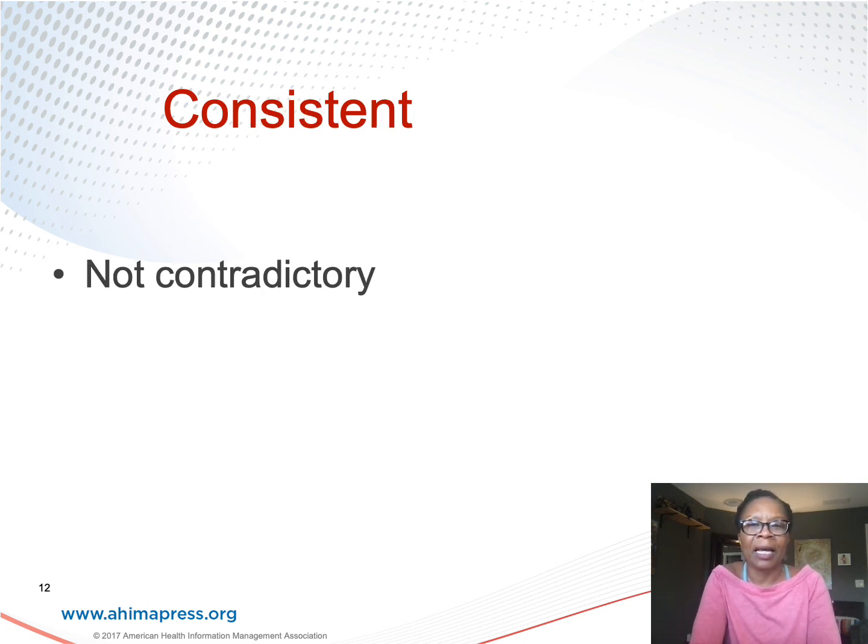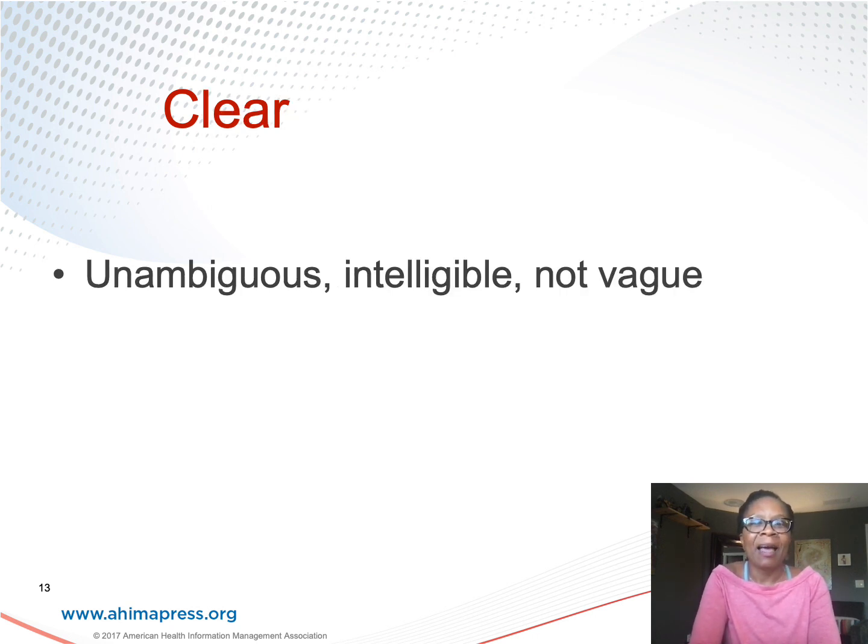Clear. So when we think about clear, it's not contradictory. Vagueness and ambiguity exist when the clinical documentation does not fully describe what is wrong with the patient. So this may result in the documentation of symptoms without etiology or possible etiology.